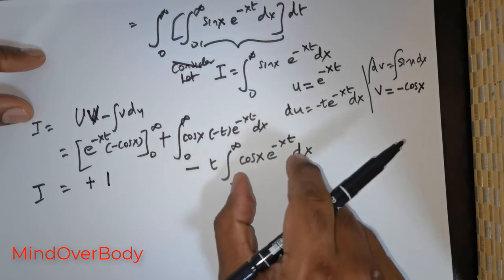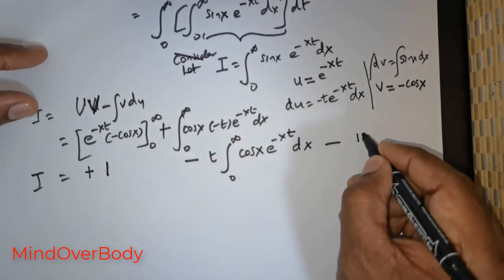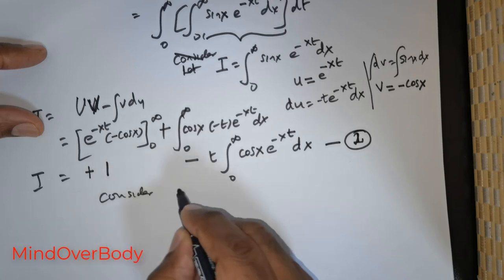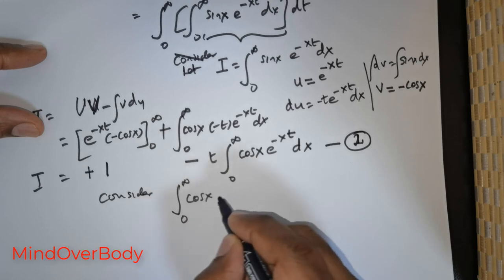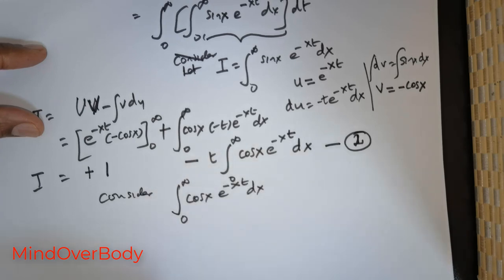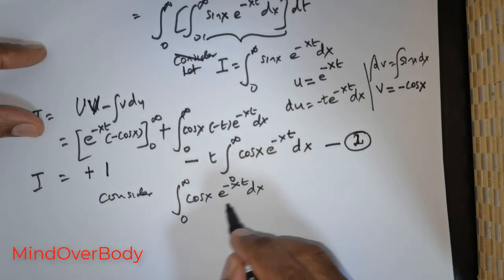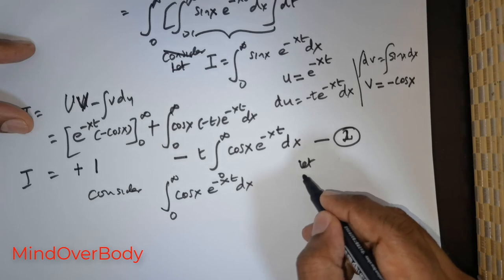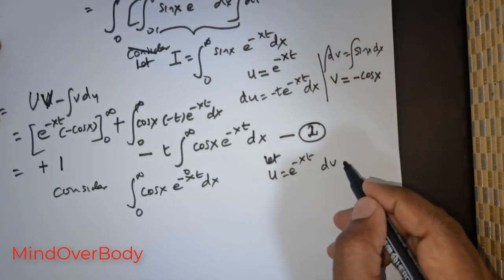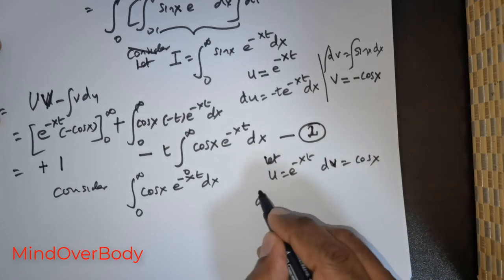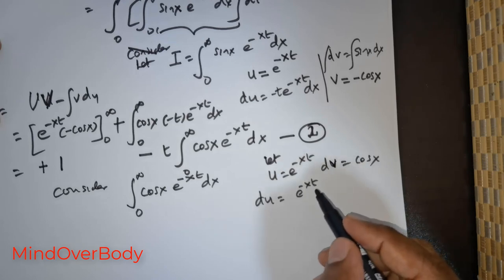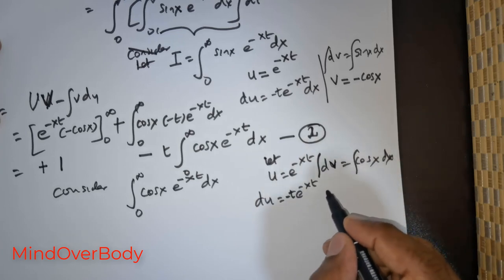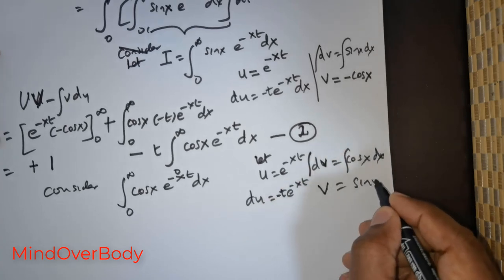Now what I wish to do is integrate this quantity again by integration by parts. So let me take this as, say, 2. Consider the integral from 0 to infinity of cos x e raised to the power of negative x times t dx. Now I apply integration by parts again. In this case, let u be equal to e raised to the power of negative x times t, and my dv be equal to cos x. You differentiate this, you get e raised to the power of negative x times t, and the coefficient of x is negative t, so you place negative t there. You integrate this, you get v: the integral of cos x will produce sin x.